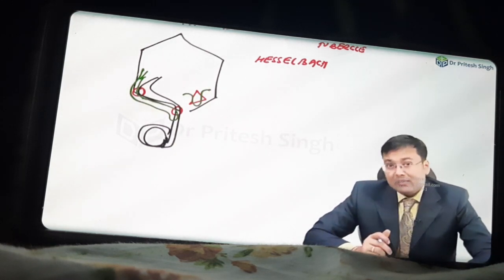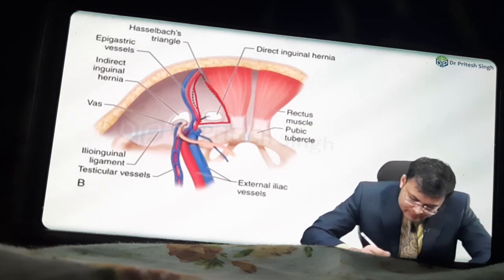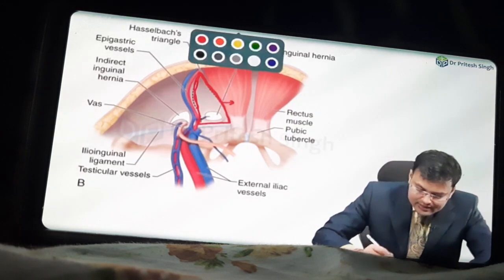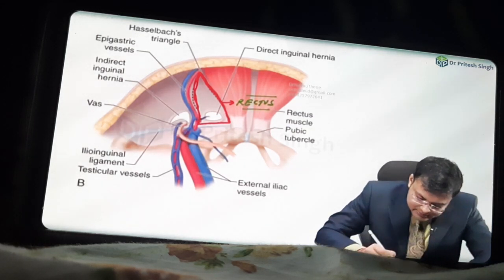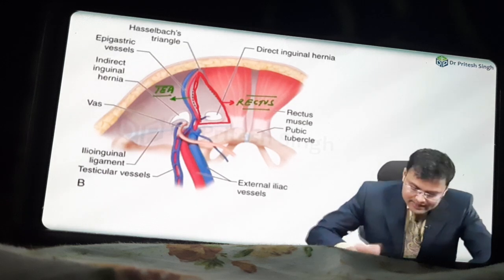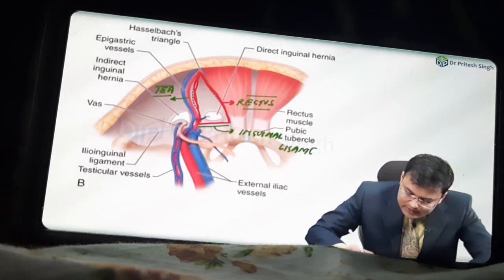So the question is asked, what are the boundaries of the triangle of Hesselbach? Here you can make out this is the triangle of Hesselbach. Medially there is the lateral border of rectus abdominis. Laterally there is the inferior epigastric artery. And inferiorly there is a ligament. Which one? The inguinal ligament. So these are the boundaries.